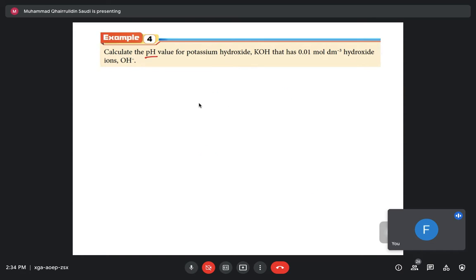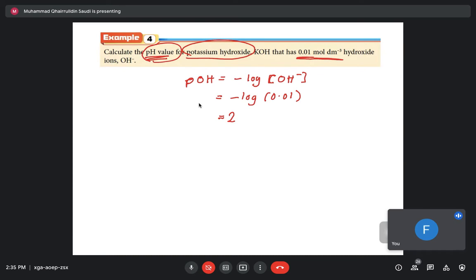Calculate the pH value. So now dia nak pula pH value untuk potassium hydroxide that has 0.01 mole of hydroxide ions. So kita buat dulu pOH. pOH is equal to negative log concentration of hydroxide ions. So tekan calculator, negative log 0.01 dapat 2. So, pOH dia adalah 2.